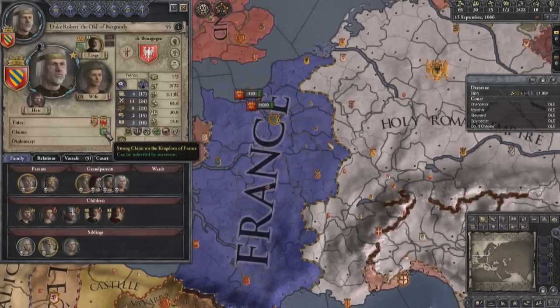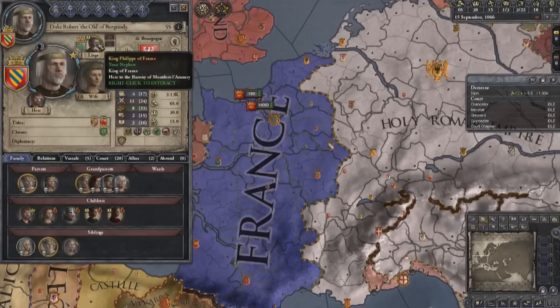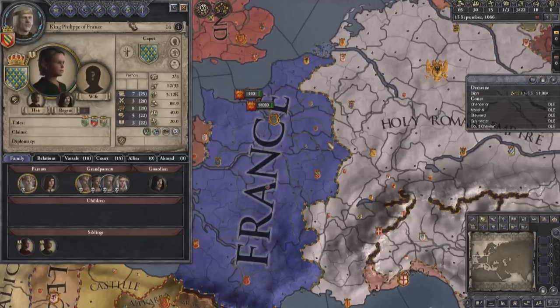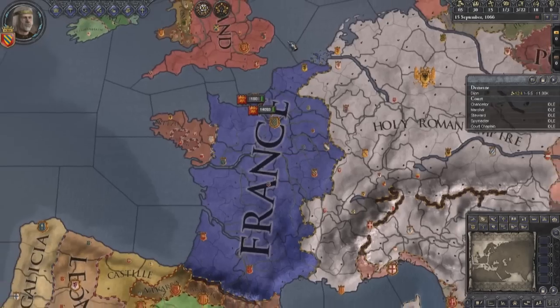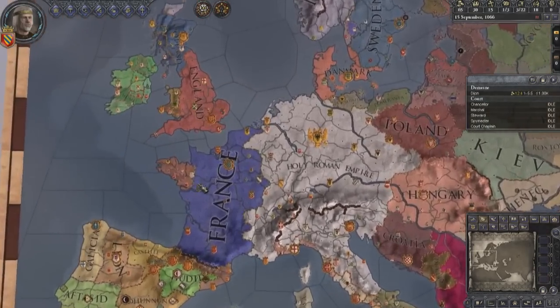But he has a claim on the Kingdom of France. So that means that he could try to take the title from his nephew, the King of France. And there's a few different ways he could do this. So titles and claims are kind of the core mechanic in Crusader Kings 2. All this land everywhere that you see, it's divided into titles.